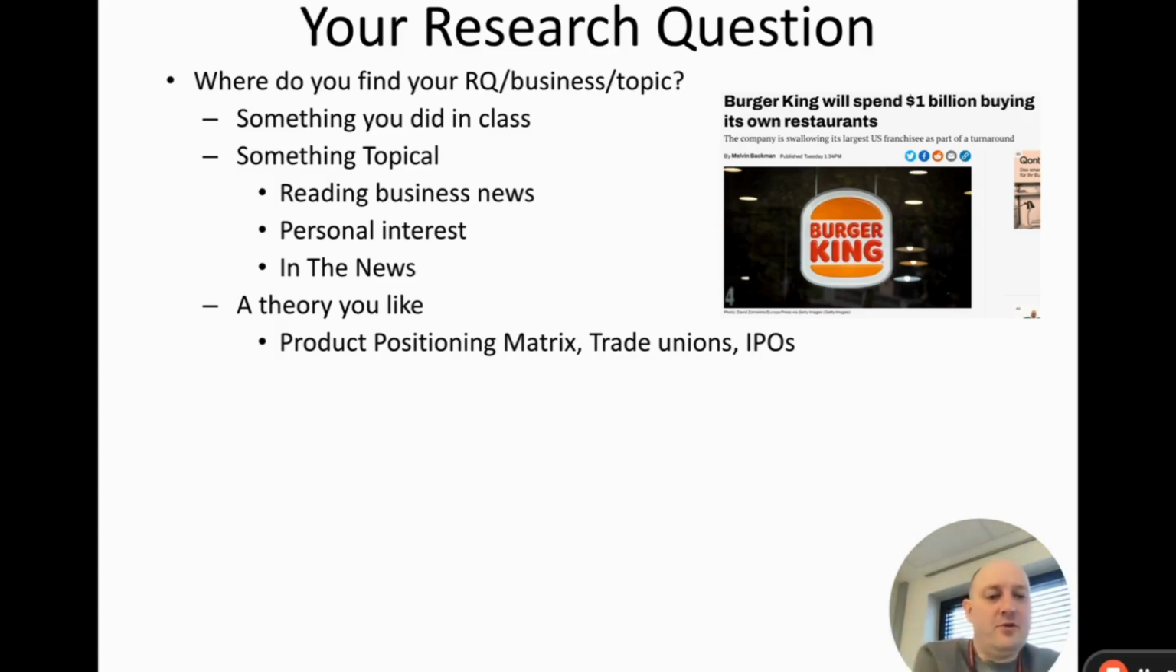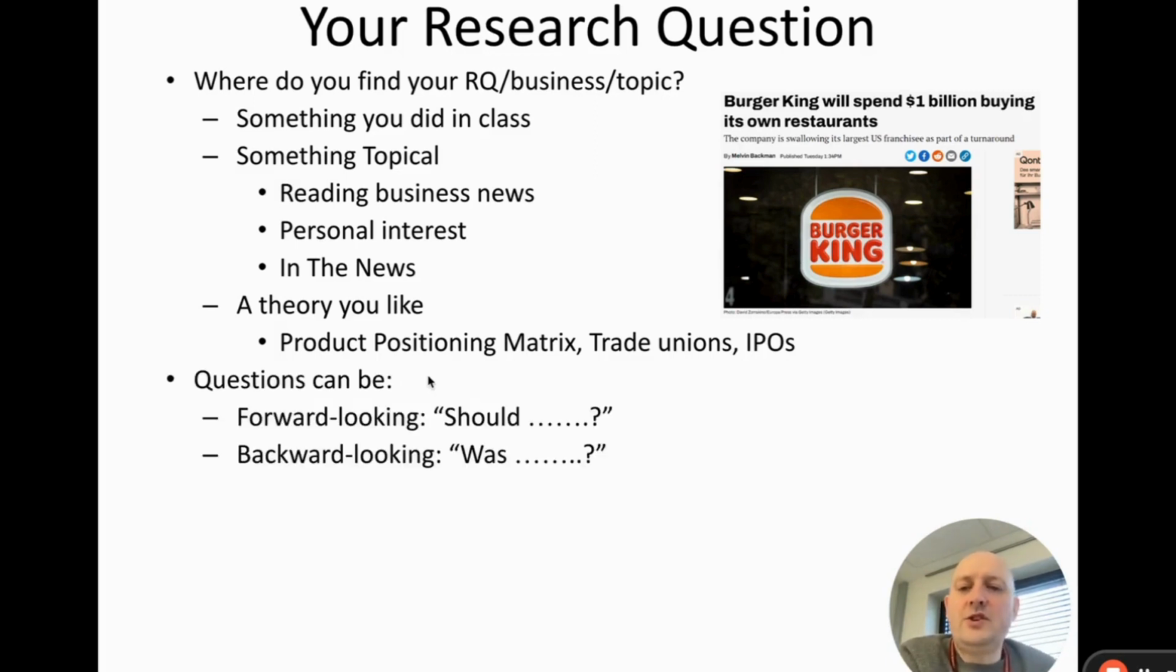It's 2024 at the moment, so there's a lot of strike action going on around the world. So trade unions could be a good topic, or maybe you like IPOs or product positioning matrices or things like that. Your question can be forward-looking or backward-looking.